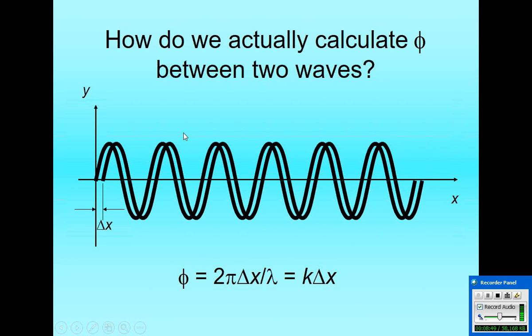How do we do that? We use the wave number k. You might recall from a previous lecture, I referred to k as a conversion factor. It allows us to convert from location to radians. So if I know the difference in location between the two waves, then I can determine the phase shift. If the difference in location between the two waves is delta x, then phi, the phase shift, is k times delta x, where k is the wave number, equal to 2 pi divided by the wavelength lambda.